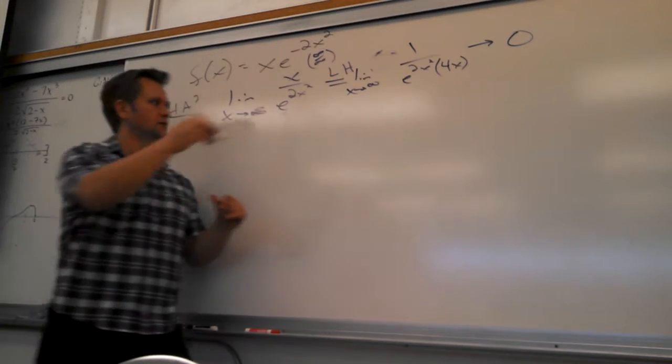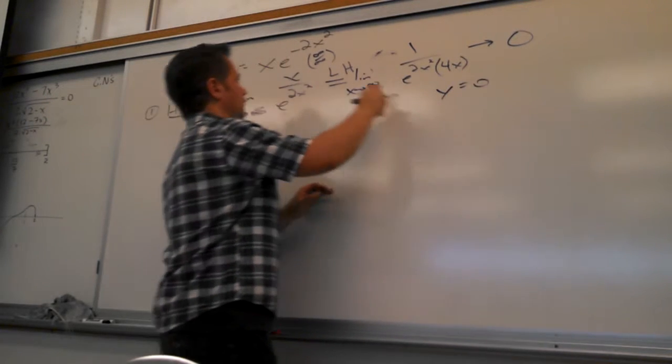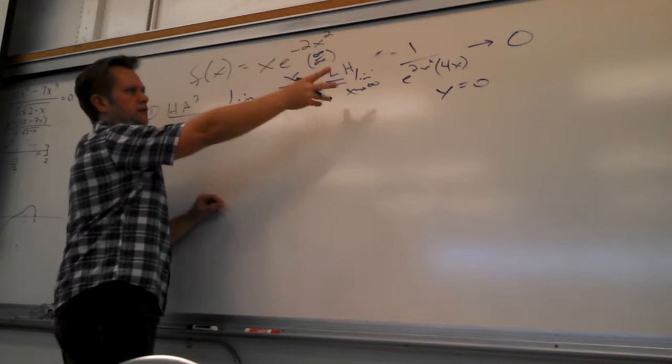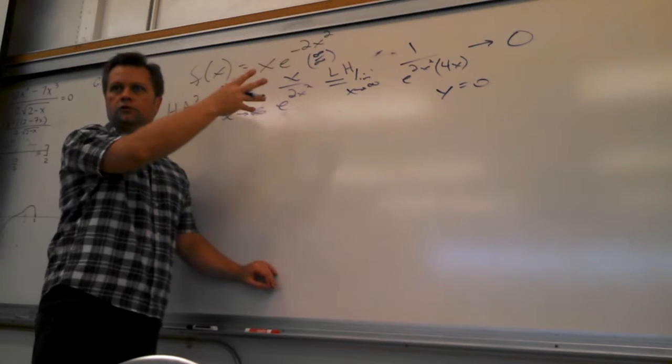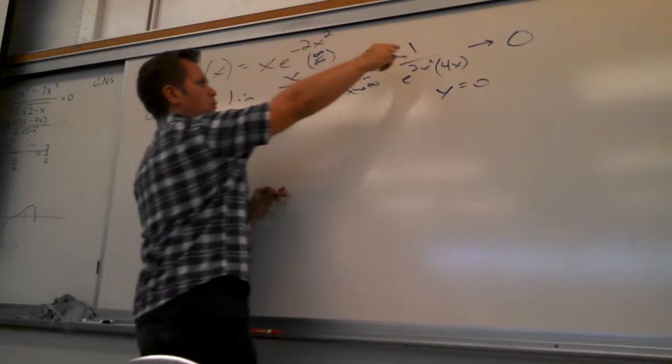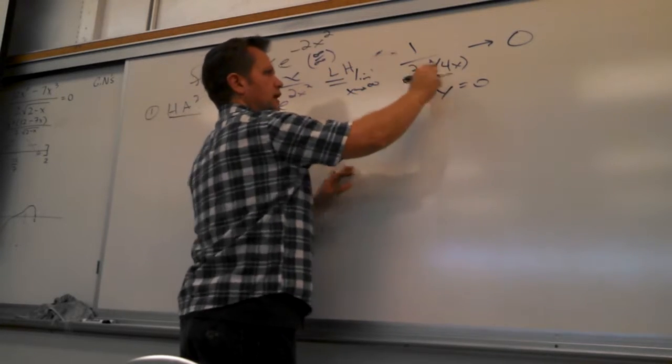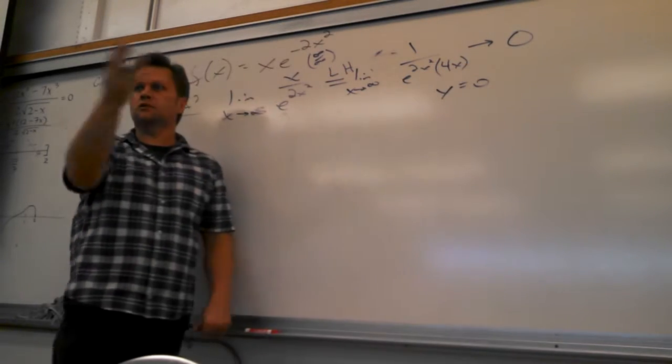0. Y equals 0. Now if I did it for going to negative infinity, the same thing would happen. Is that true? The exact same thing. It would be 1 over big negative, which is still 0.